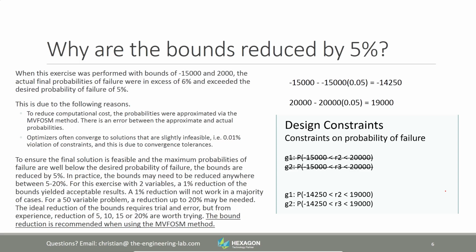Now, this error is significant enough that at the end of the OUU, we might be told that the final design has a probability of failure less than 5%. Because of the error, when we confirm the actual failure, we find that the failure is maybe 6% or 7%. In other cases, rather, it might be 10%. That difference is due to the approximation error that's introduced when we use the MVFOSM method.